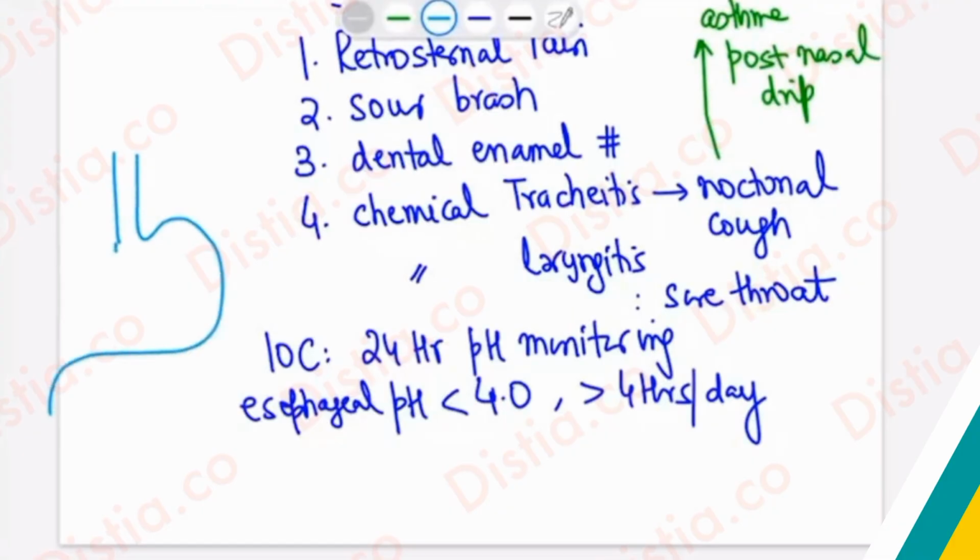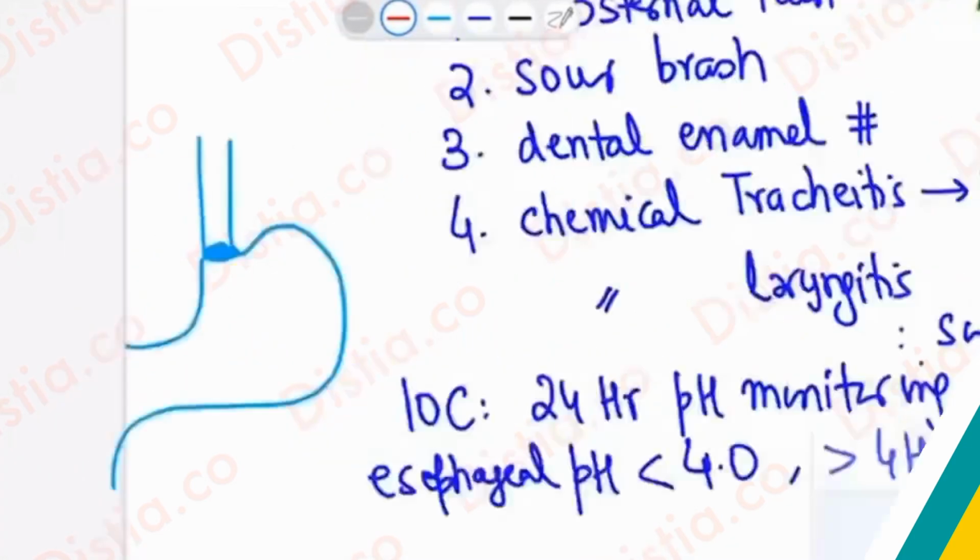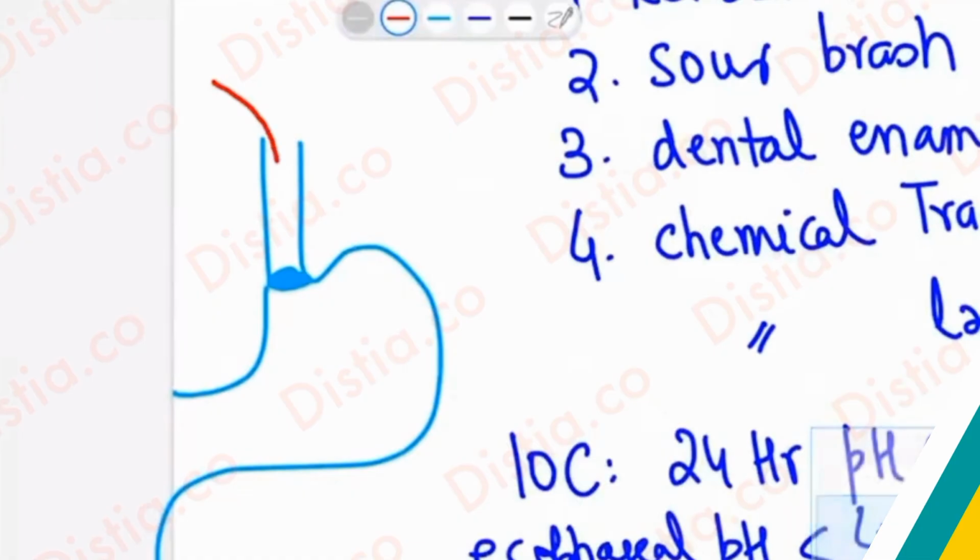The main treatment for this person will be proton pump inhibitors, and you can obviously have improvement in the condition by adding prokinetic agents. In 24-hour pH monitoring, you would be putting in a probe. This probe will be having sensors. The sensors will be recording the pH of the esophagus and the pH of the stomach.